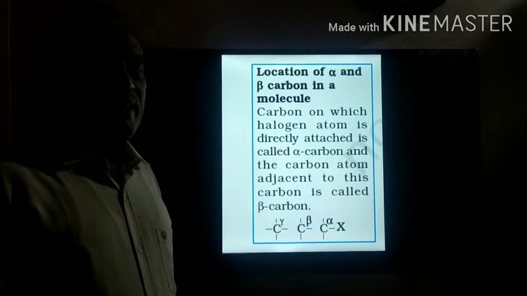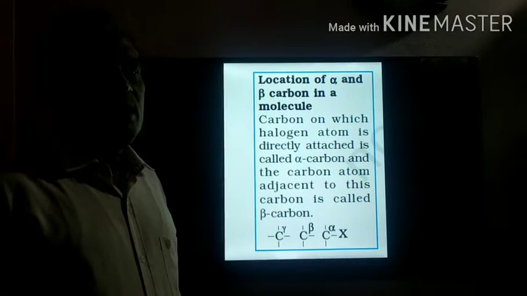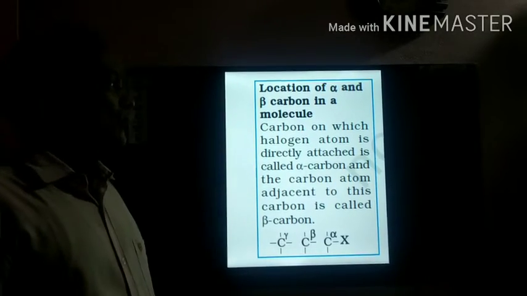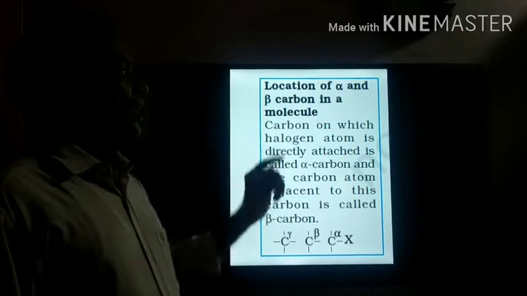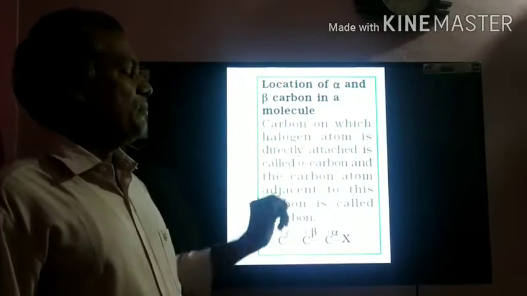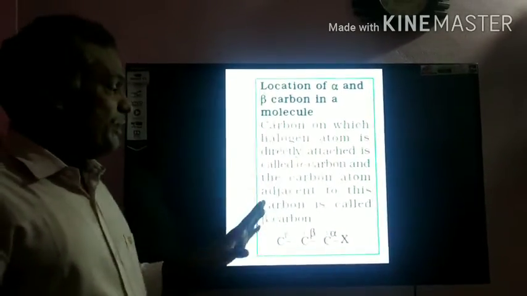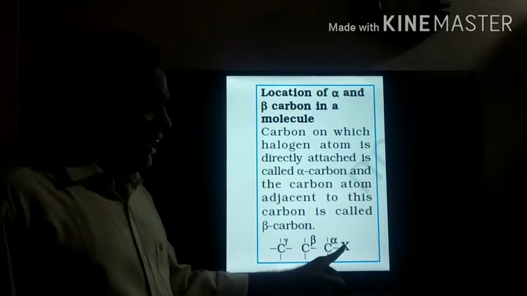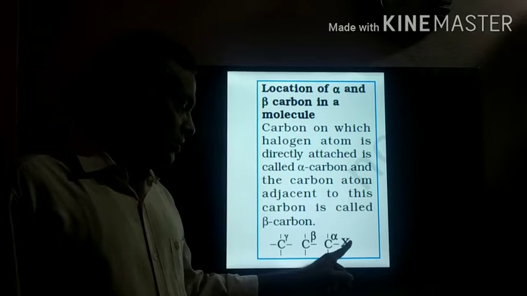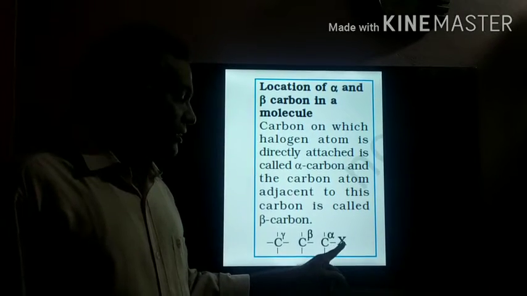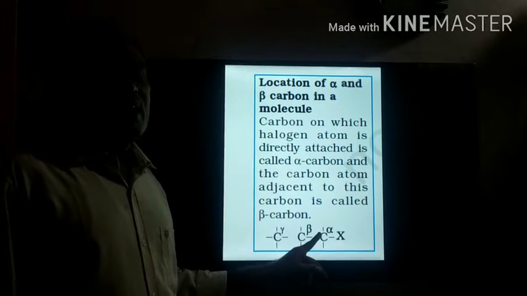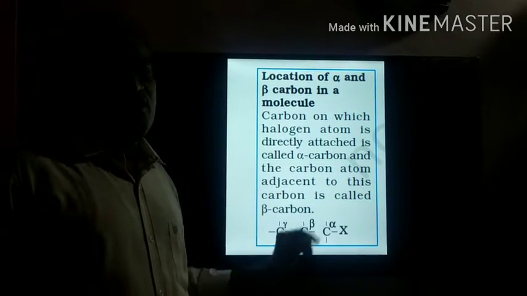Before going to the next concept, that is elimination reactions, first of all we should know the location of alpha and beta carbon atoms in a molecule. This is one example they have given. Wherever the halogen is attached, you first find out that location. That carbon atom where the halogen is attached is to be taken as alpha.